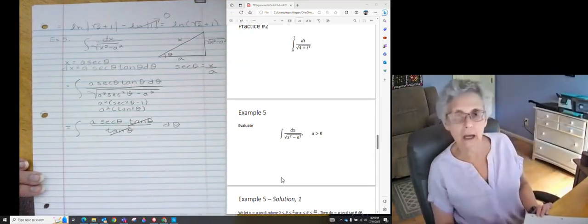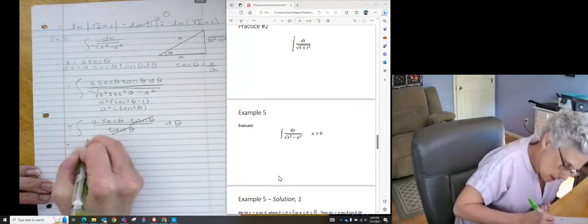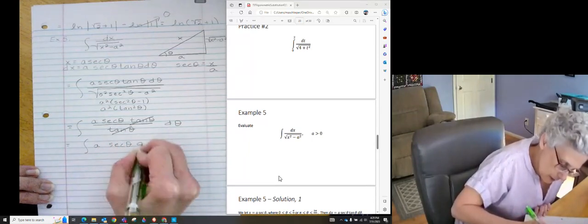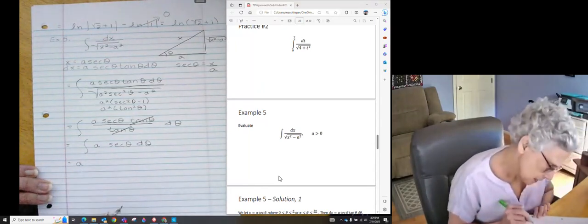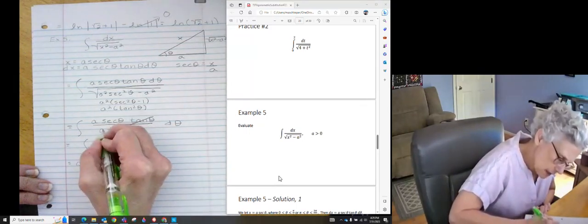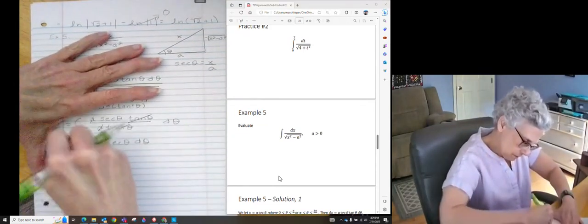Well, how convenient. I just did this a moment ago. This is the integral of a secant of theta. So it's a, and let's see, did my a's cancel? Yes, my a's canceled actually, because I had a tangent of theta here. So let's get rid of you. I don't need you.